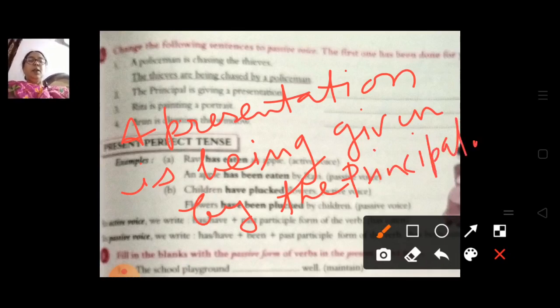Why have I written "is being"? Because this is in active voice, this is in present continuous tense. That is why, as the rule, we have to write "is being". So complete it. A presentation is being given by the principal.